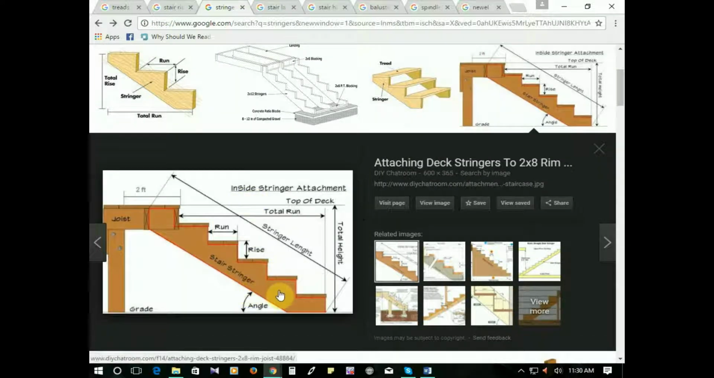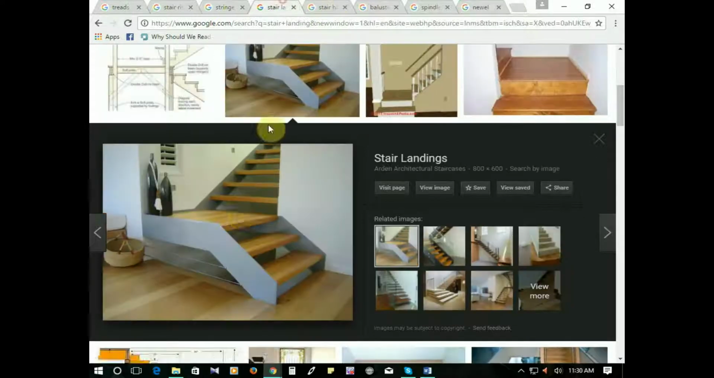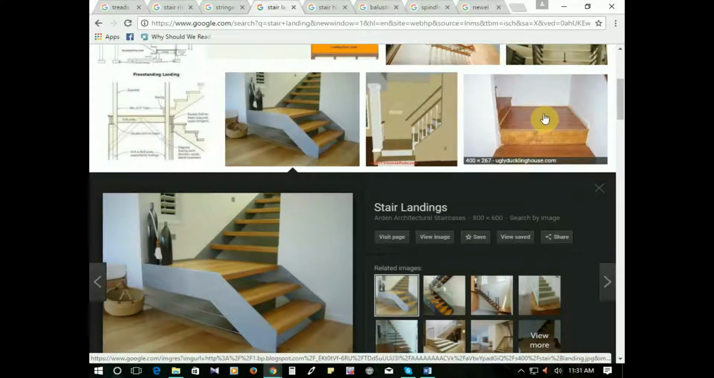Stringers are the longitudinal structural piece of the framework of the staircase that runs from the bottom to the top of the staircase, while the staircase landing is the middle section of two staircases that are running between floors. So this is what the landing is, or this one. Okay, so this is what the landing is.